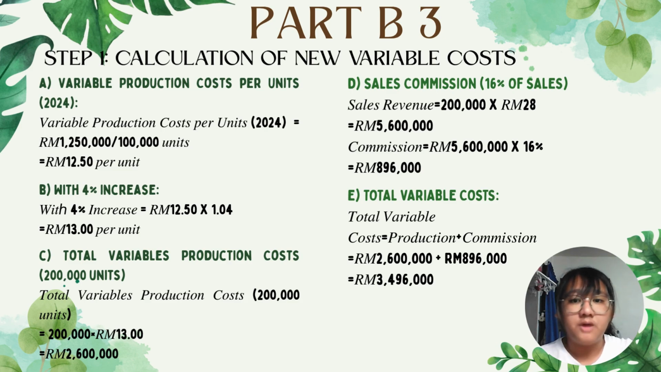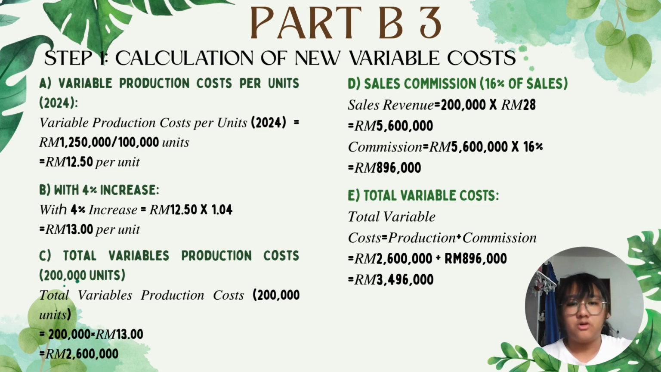Next, I will explain about the working steps in calculation in scenario 3. Step 1, we will calculate the new variable cost. First, we will calculate the variable production cost per unit during 2024, which is 1,250,000 ringgit divided by 100,000 units, equal to 12 ringgit 50 cent per unit. But there is an increase of 4%, which increases it to 13 ringgit per unit.